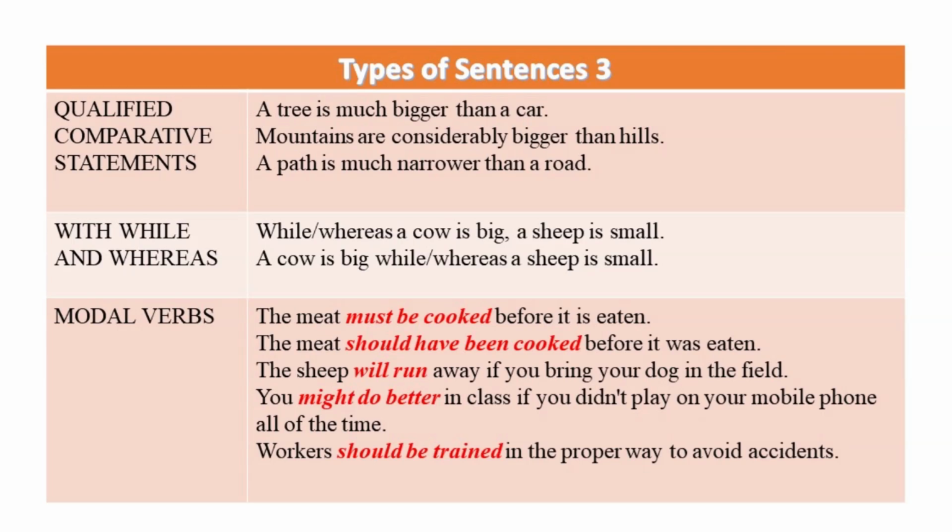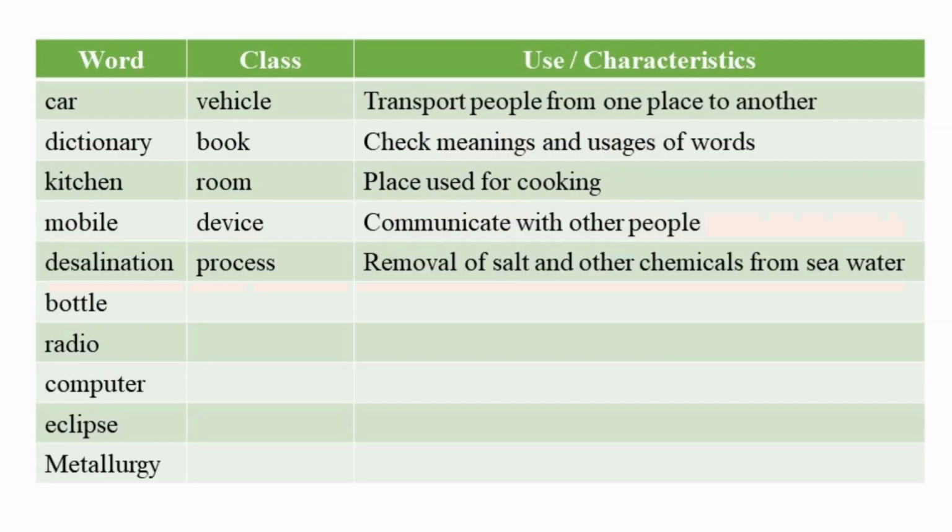The last type is using modals along with verbs. When you use the active voice, use a modal plus the base verb, like will run. When you use the passive, then add be or a verb according to the tense form used. Now, let's pass on to formal definitions.